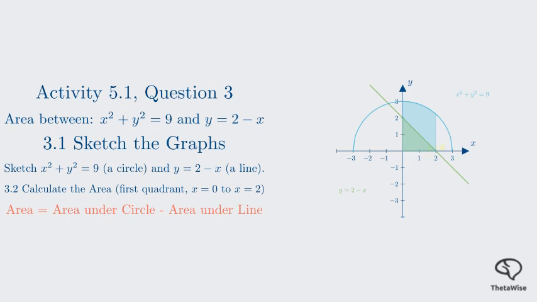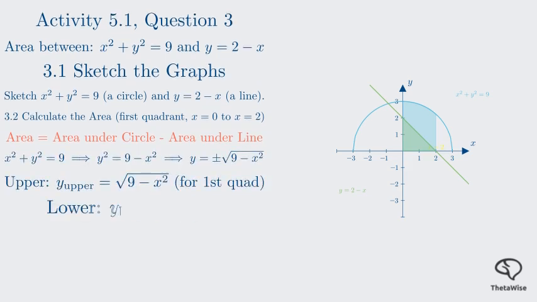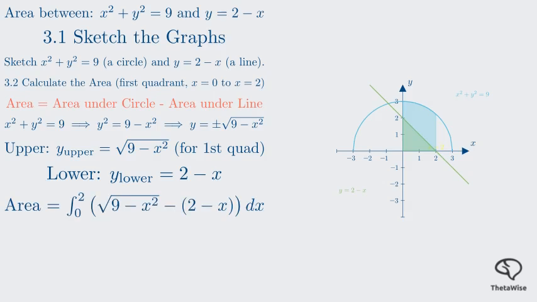We need to express the circle's equation for y. Since we're in the first quadrant where y is positive, we take the positive square root. So y equals the square root of 9 minus x squared is our upper function. The lower function is y equals 2 minus x. The limits of integration are explicitly given: a equals 0 and b equals 2. So our integral is from 0 to 2 of the square root of 9 minus x squared, minus the quantity 2 minus x, dx.